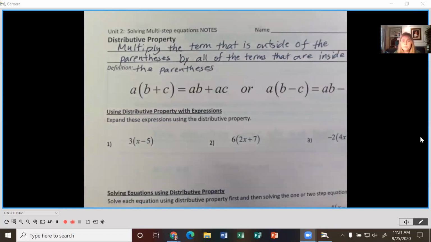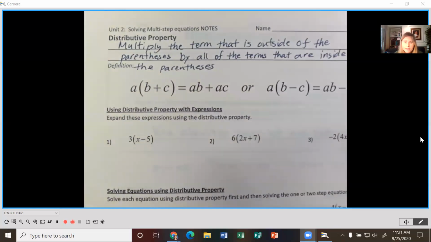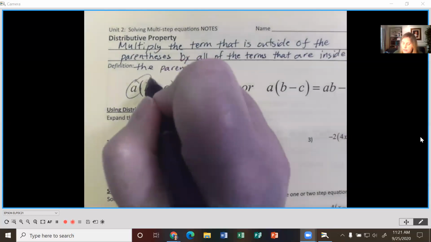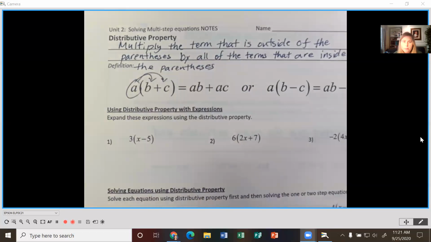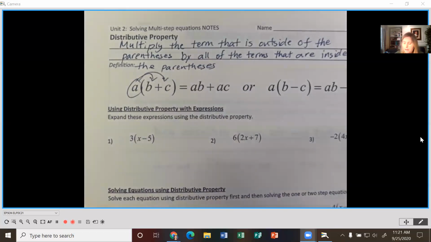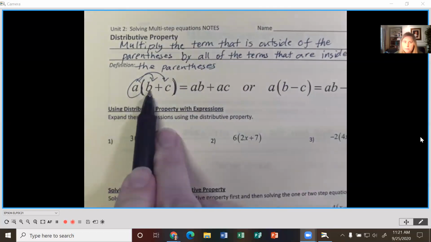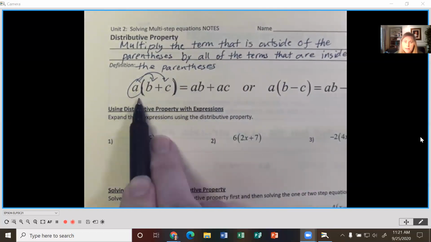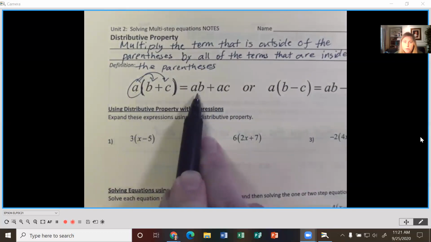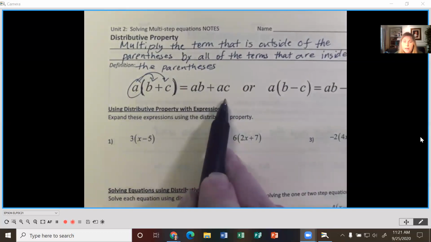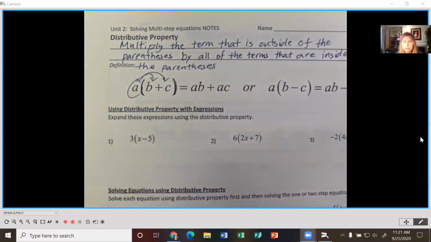Okay, so here, if I have A times the quantity B plus C, I will distribute this A and I multiply everything that's inside the parentheses by A, because remember, these parentheses tell us to multiply. So A times B would give us AB, and then A times C would give us AC. So we end up with AB plus AC, and now we don't have parentheses, and now we can solve.